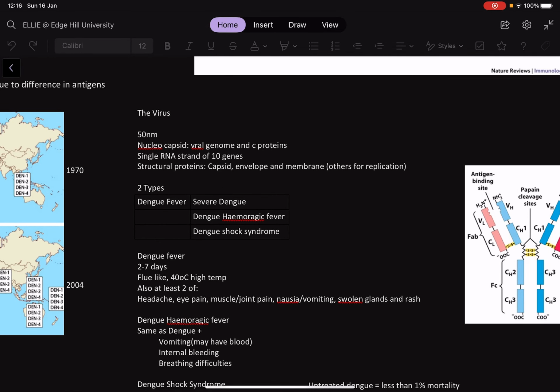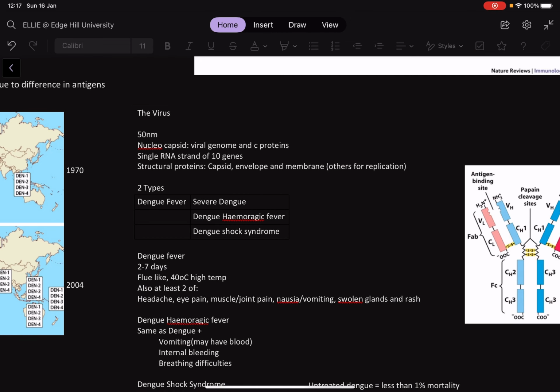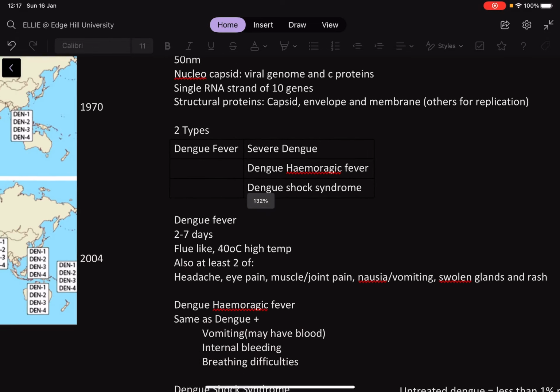So the dengue virus itself has a diameter of 50 nanometers. It has a nucleocapsid containing the viral genome and has C proteins, which are the capsid proteins. The viral genome is actually a single strand of RNA consisting of 10 genes. And the proteins that it contains are the capsid proteins, so the C proteins, E proteins for the envelope, and M proteins for the membrane. It also contains other proteins to help replicate.